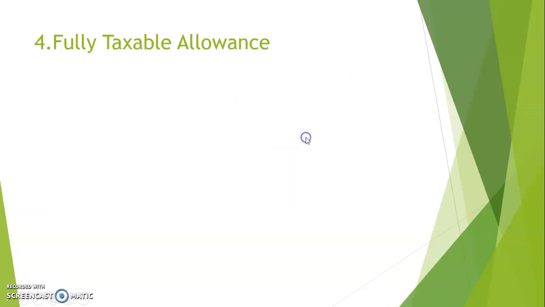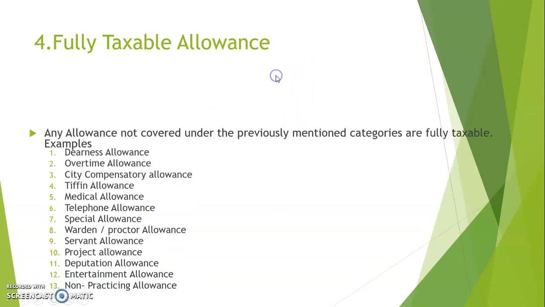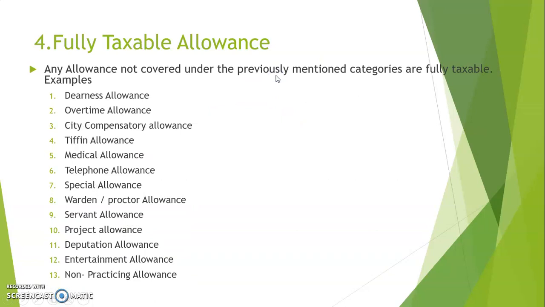Now going to the last section, wherein we'll see a set of allowances which are 100% taxable, and by that what it means is they have zero exemption. So they are fully 100% taxable. This grouping contains a set of allowances which are not covered under the previously studied categories, and a few of the examples are what you see on the screen right now. So these are the common examples. Take a note of them.